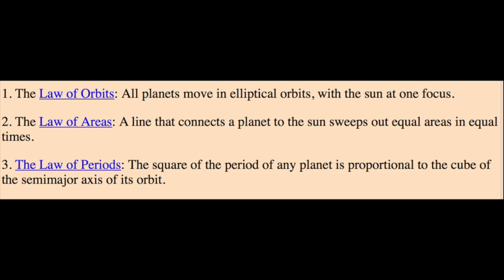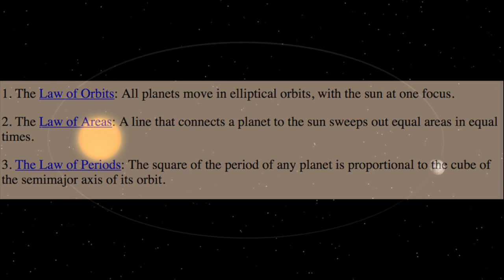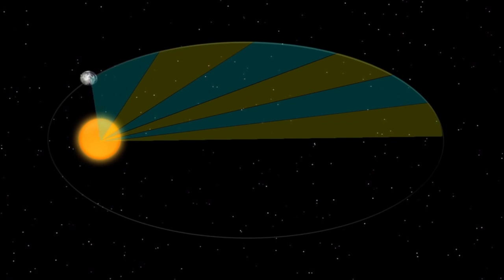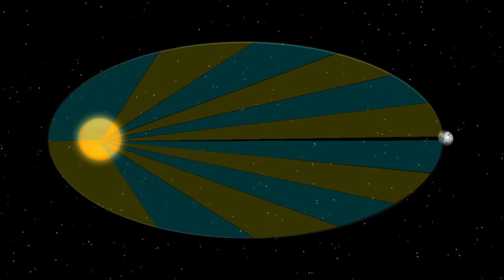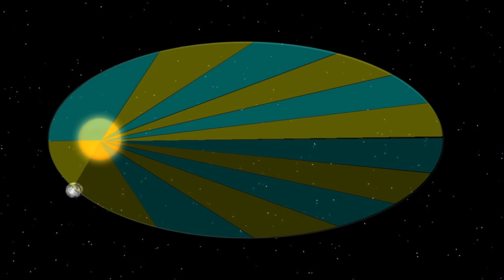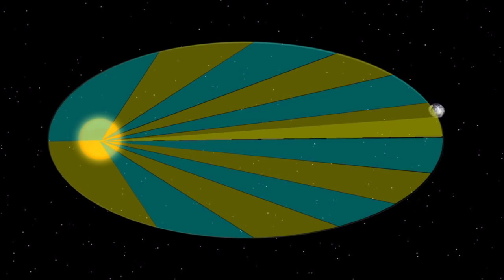Kepler's second law states, a line that connects a planet to the Sun sweeps out equal areas in equal times. As you can see in this diagram, the planet is sweeping out equal areas in equal times. Therefore, the planet is moving the fastest as it is closest to the Sun and slowest as it is farthest away.